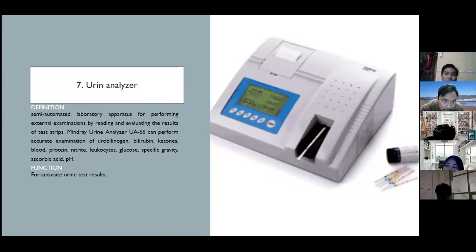And the last, number 7, urine analyzer. Definition: a semi-automated laboratory apparatus for performing urine examination by reading and evaluating the results of test strips. The Mid-ray urine analyzer UA-66 can perform accurate examination of urobilinogen, bilirubin, ketones, blood, protein, nitrite, leukocytes, glucose, specific gravity, ascorbic acid, and pH, and its function is for accurate urine test results.